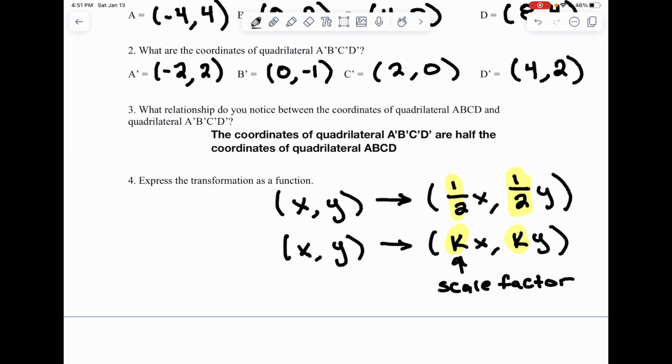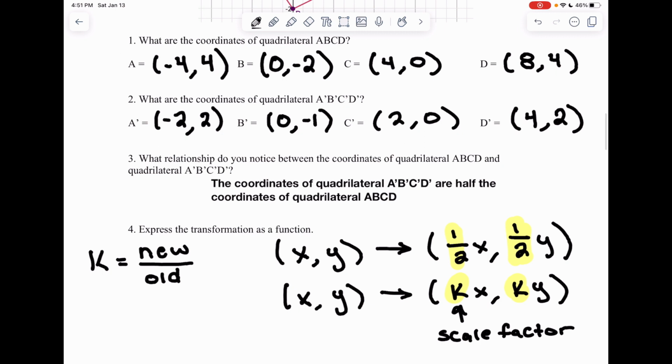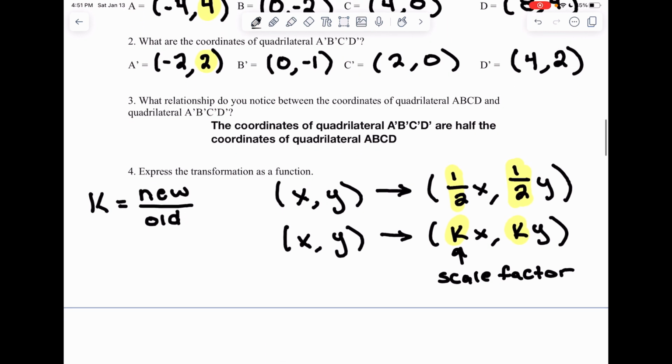In order to determine what k is going to be, we're going to place a new coordinate over an old coordinate. For example, if you look up at the coordinates of A, and you specifically look at the y values, 4 and 2, I know that the prime one is the new one, so I would place 2 over 4. And 2 divided by 4 can be simplified to 1/2. And that's how we got the scale factor for this transformation.